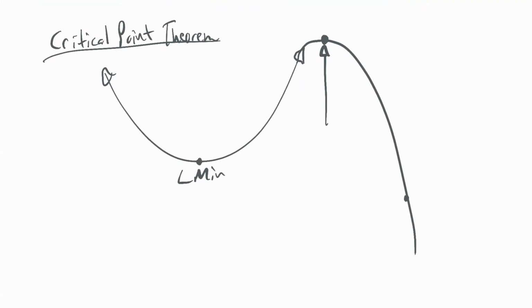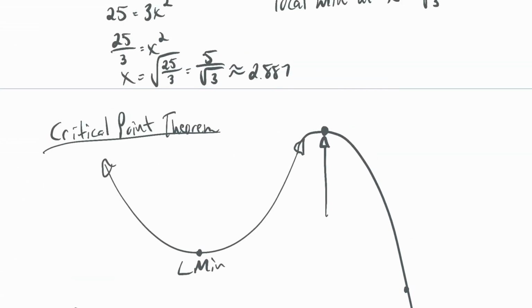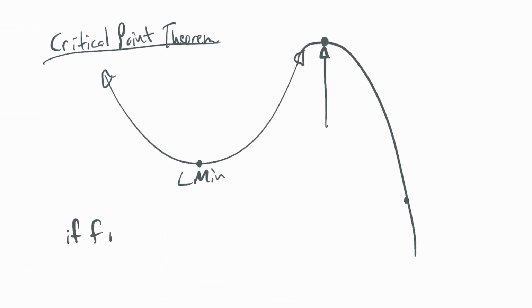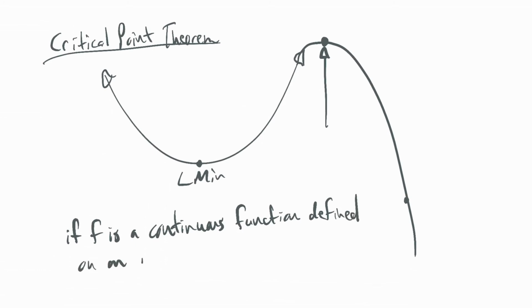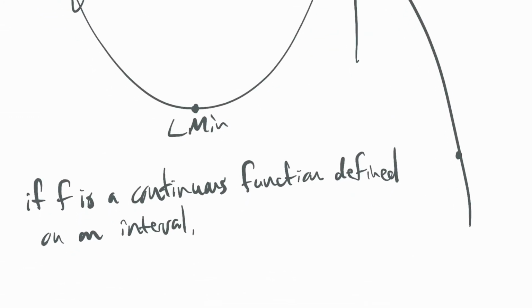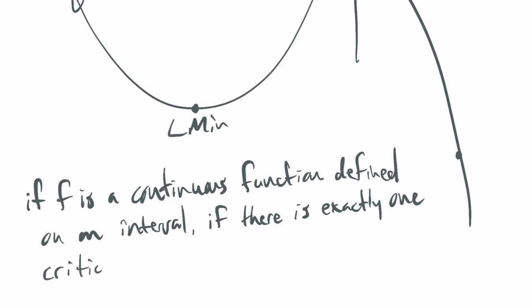So basically, the critical point theorem says if you are working with any interval, but you have a continuous function, so you have f as a, well, not f, but let's call it f. We're dealing with c, but whatever, f. So if f is a continuous function defined on an interval, then if there is exactly one critical number, then the local extremum, if any, is also global.